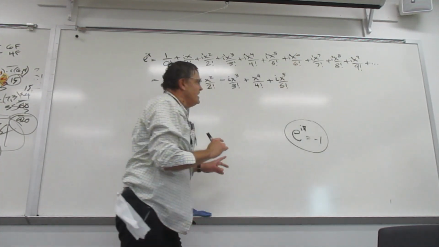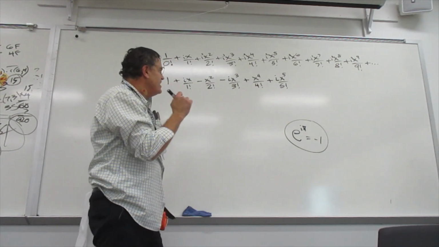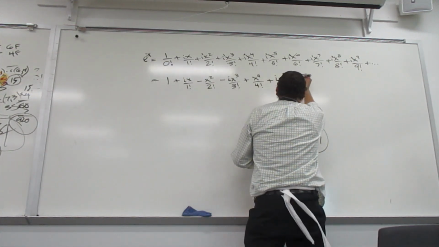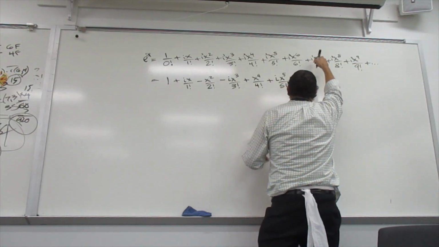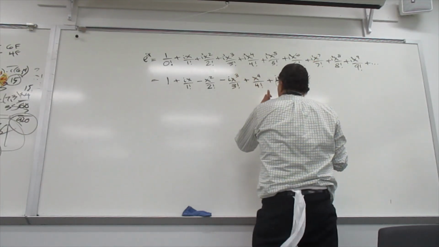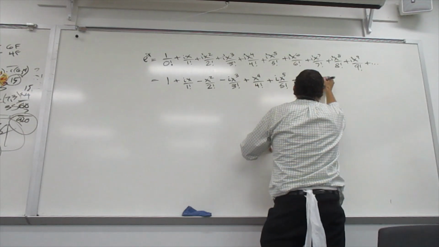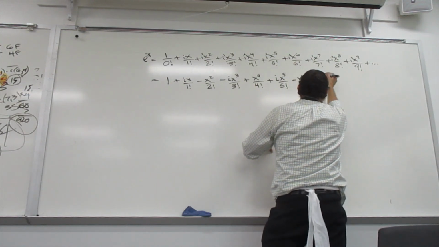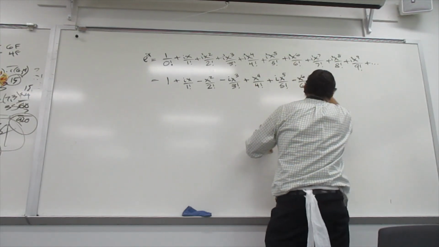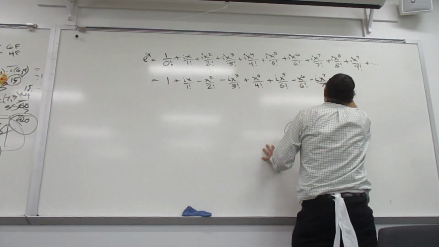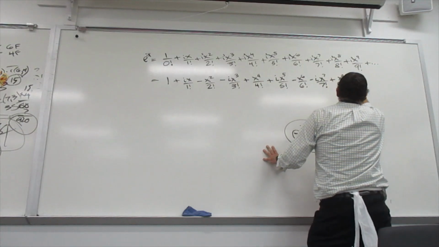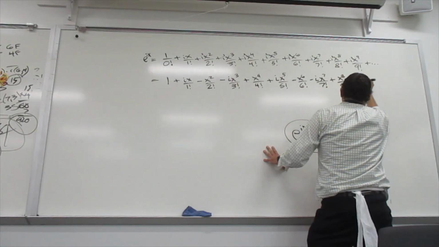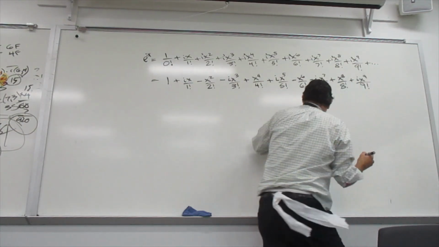i to the 6th is -1, so I have negative x to the 6th over 6 factorial. And then we have i to the 7th, that's i to the 3rd, which is -i, so minus i x to the 7th over 7 factorial. And then i to the 8th is just 1, so this is x to the 8th over 8 factorial. And then we have plus i x to the 9th over 9 factorial.